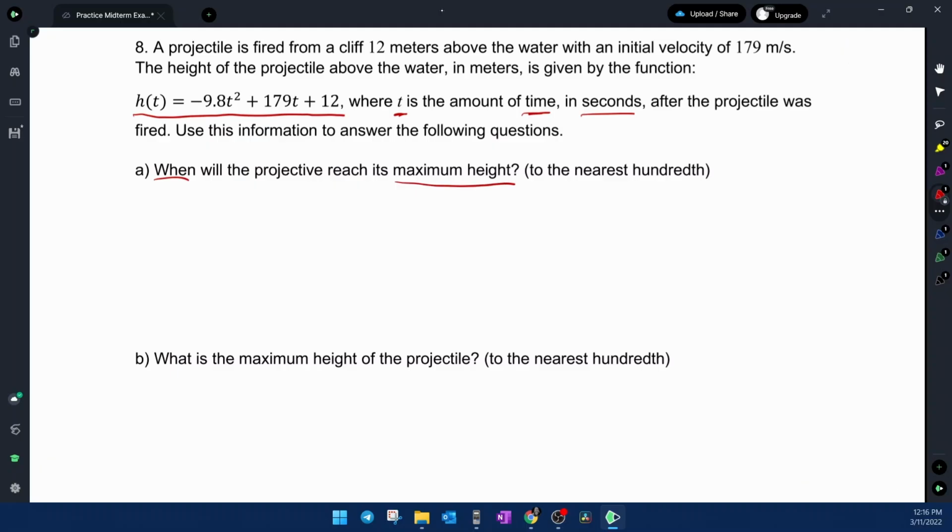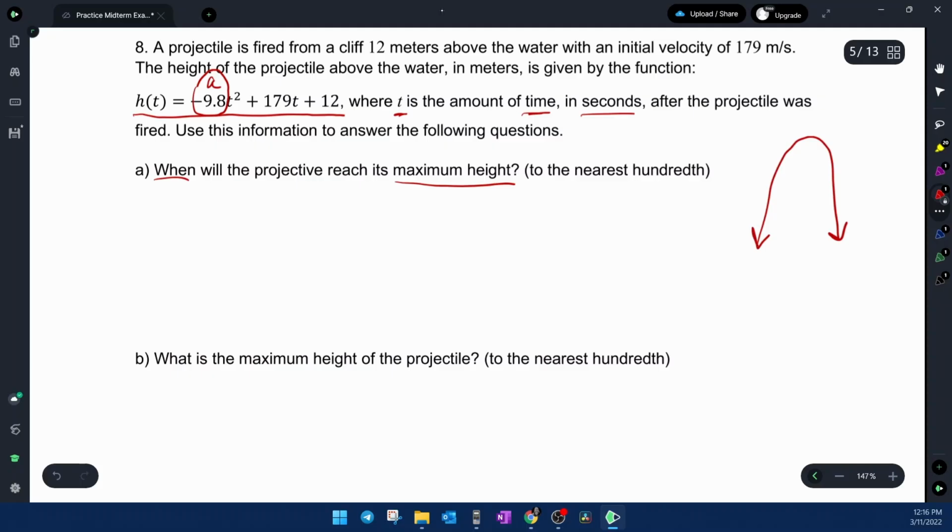Well, if you notice, this is quadratic, where a is negative, and so that's going to indicate a parabola that opens down. We know that the maximum height will occur at the vertex. So when it says when will it, that means we're looking for time. Notice time is the x coordinate or the x variable.